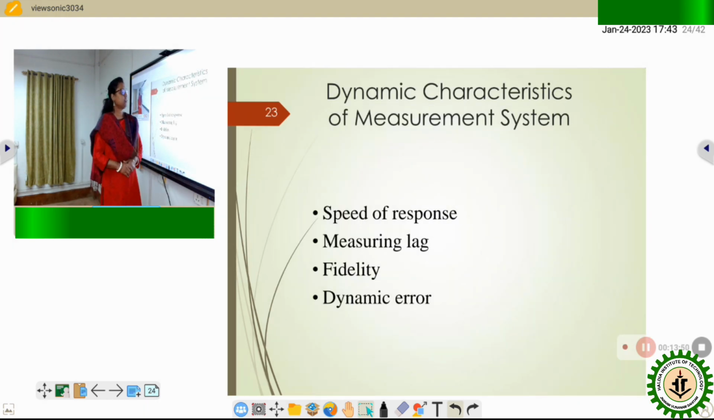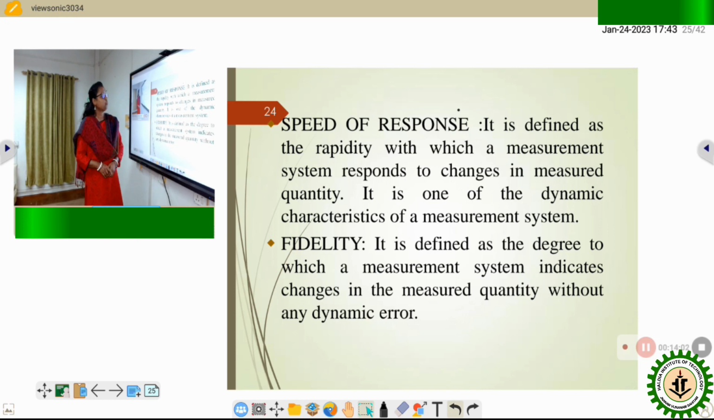Apart from the static characteristics, we have the dynamic characteristics of a measurement system. These are the speed of response, the measuring lag, fidelity, and the dynamic error. Speed of response is defined as the rapidity with which a measurement system responds to changes in the measured quantity. It is one of the dynamic characteristics of the measurement system. Fidelity is defined as the degree to which a measurement system indicates changes in the measured quantity without any type of dynamic error.